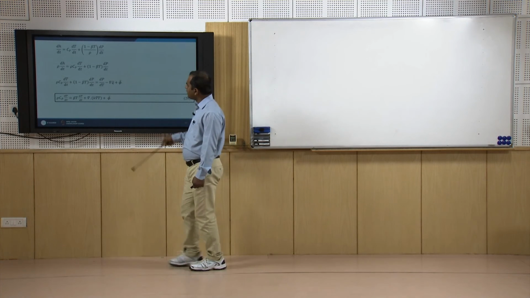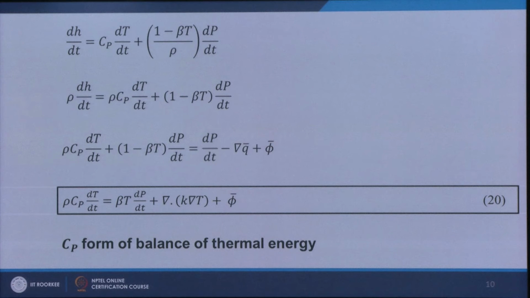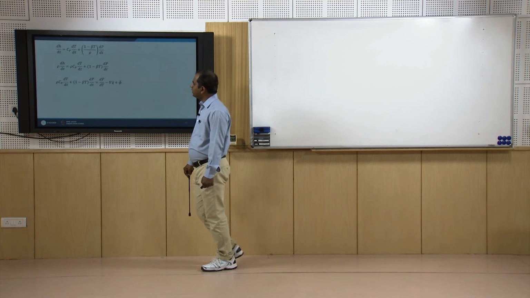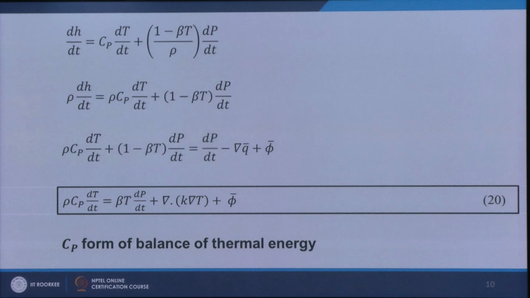If you see over here, we are getting one dP dt on the left hand side, and on the right hand side we also have dP dt, which can be cancelled out by simplification. If you do so, then you will get rho Cp dT dt on the left hand side. Let us take this beta T into dP dt on the right hand side. So, beta T into dP dt came as the first term on the right hand side.